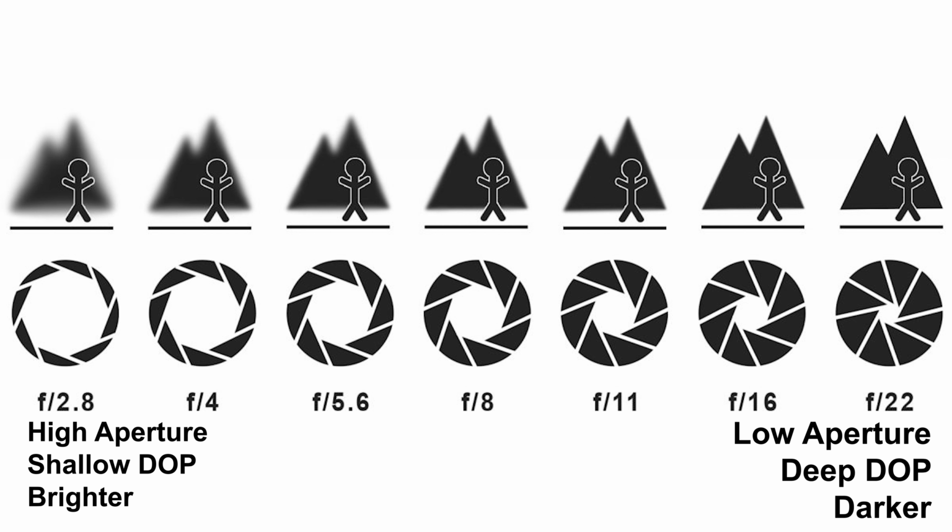I know it's a bit confusing at first, but just remember a high aperture equals a shallower depth of field and a brighter image, and a small aperture equals a longer depth of field and a darker image.